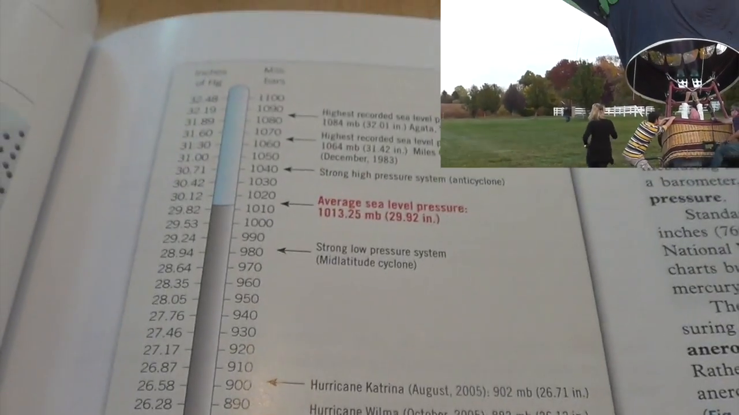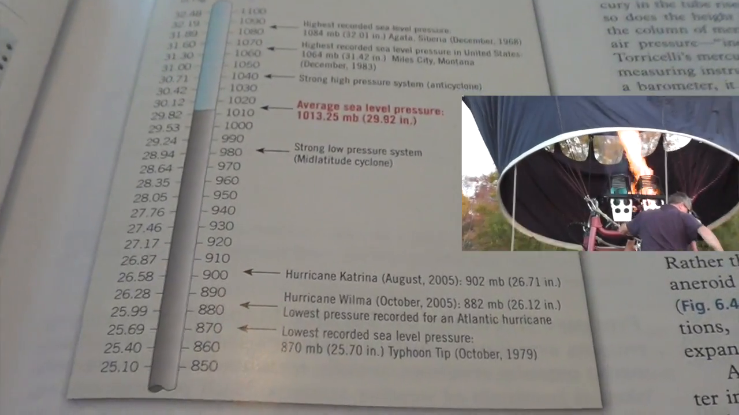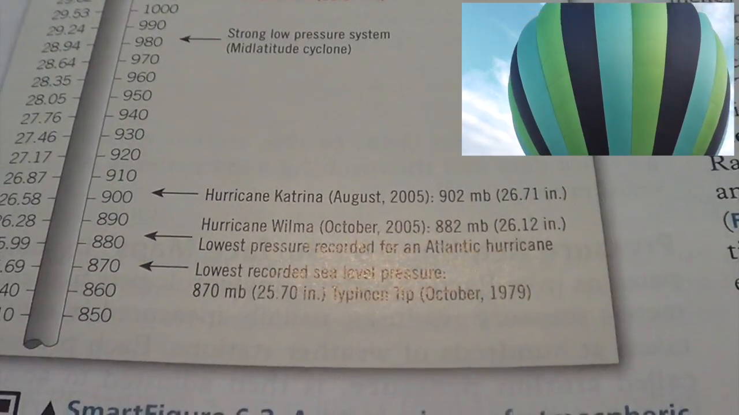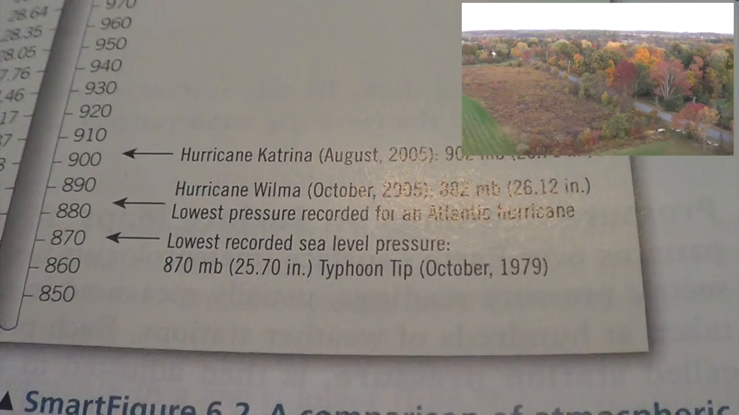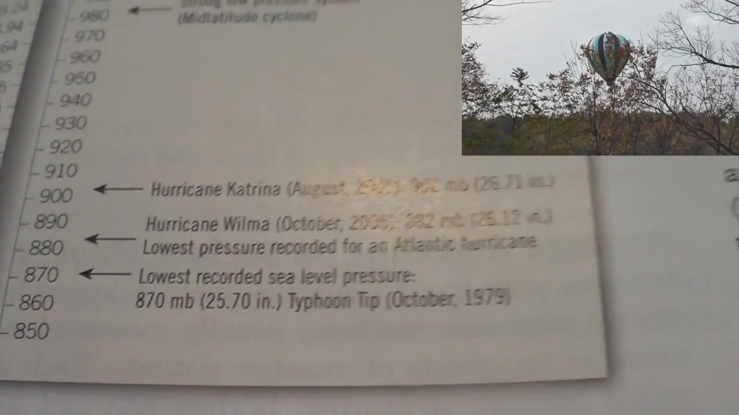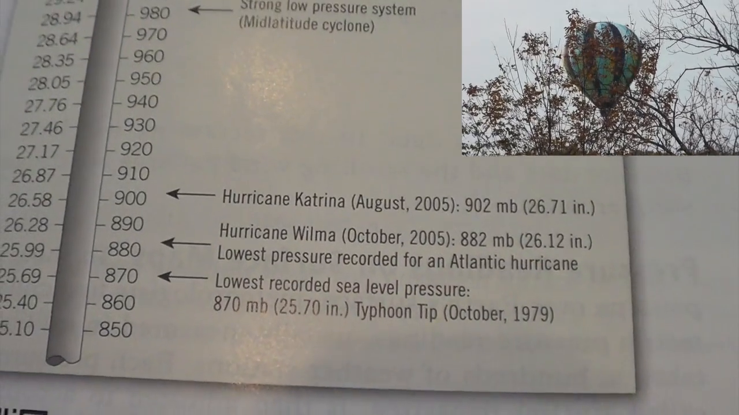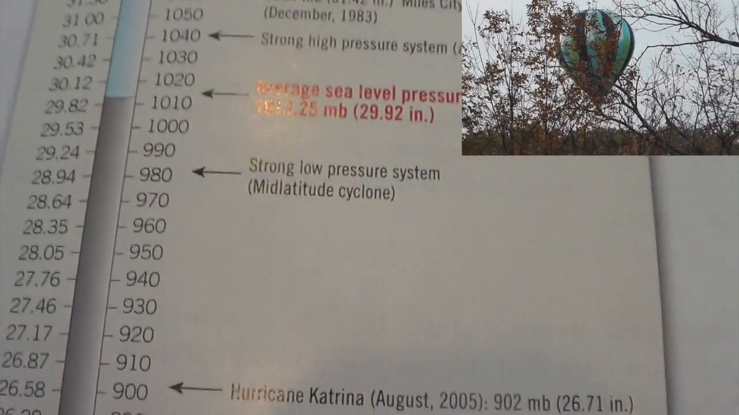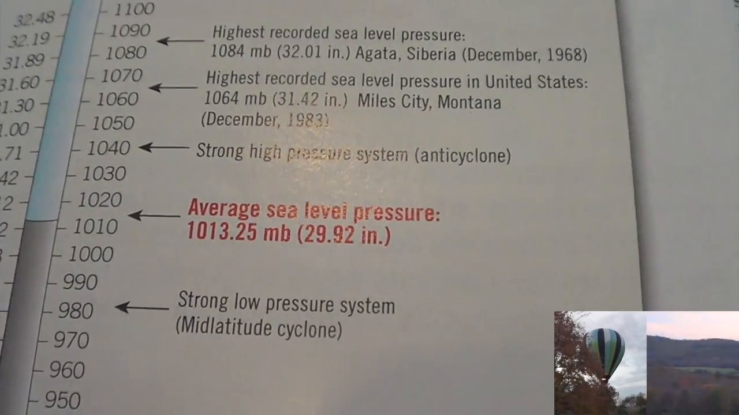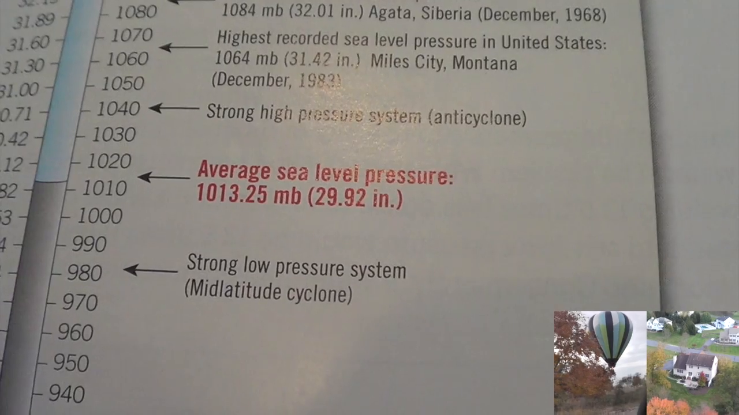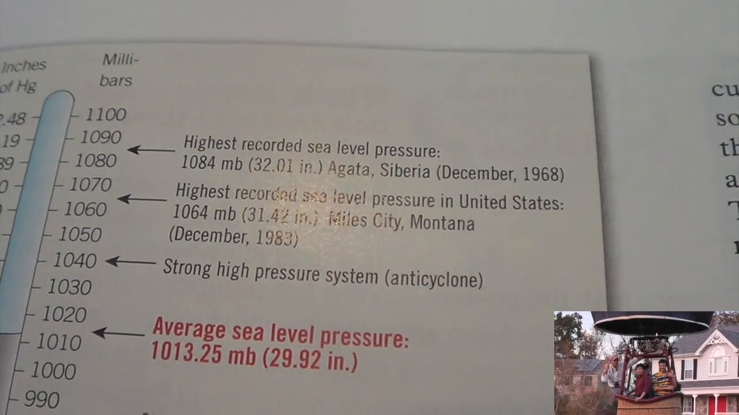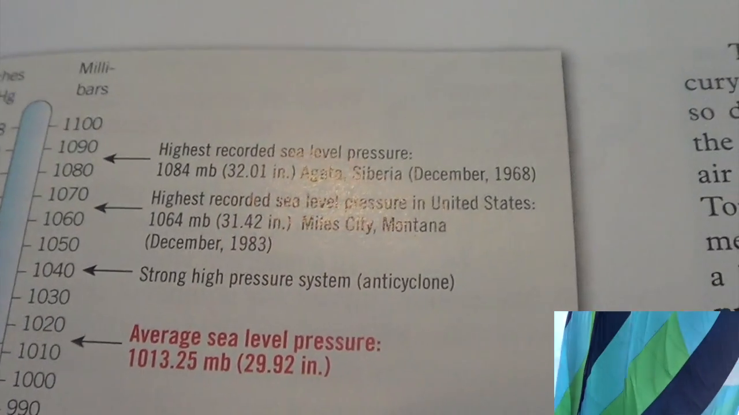You can see low pressure rises and high pressure sinks, but the lowest pressure ever recorded was 870 millibars, from Typhoon Tip in October 1979, and Hurricane Katrina was 902 millibars in August 2005, and also the strongest low pressure system was 980. Average sea level pressure is 1013 millibars, and the highest recording of sea level pressure was 1,084 millibars in Siberia in 1968.